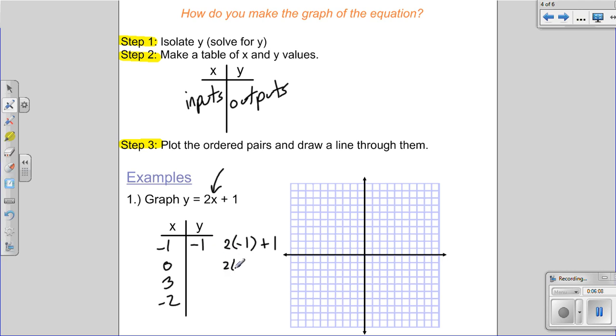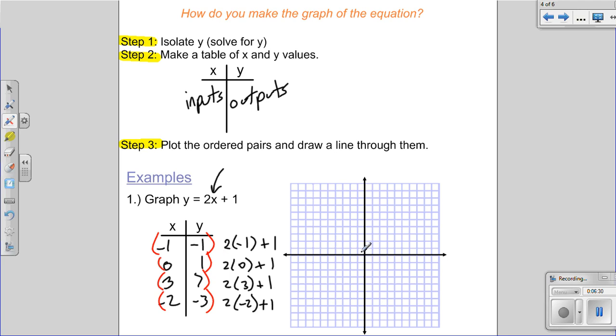I'm going to plug in 0, and we get 1. I'm going to plug in 3. I'm just plugging in my input right here. So that's 6 plus 1 is 7. And plug in -2. So that's -4 plus 1 is -3. And these are ordered pairs. So that's an ordered pair. That's an ordered pair. Input, output, input, output.